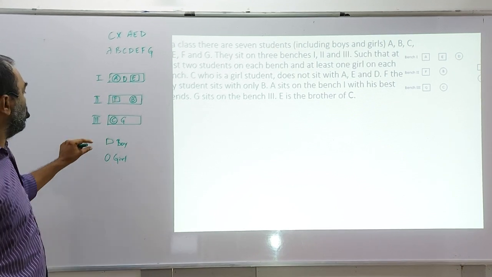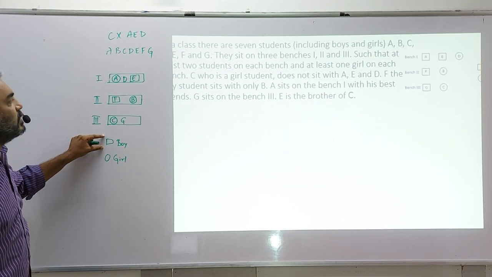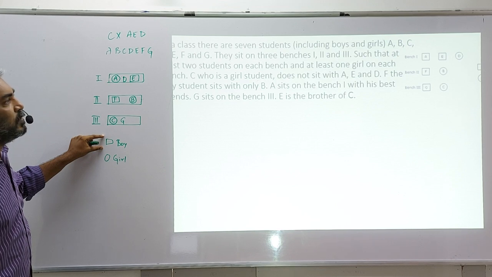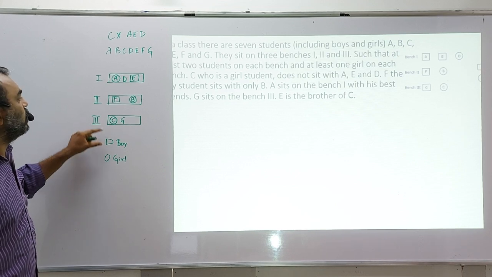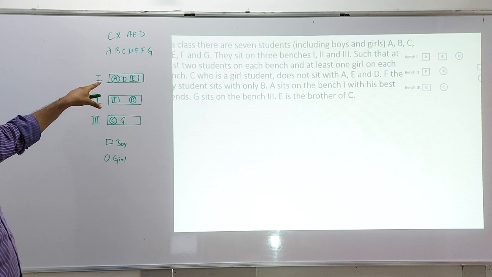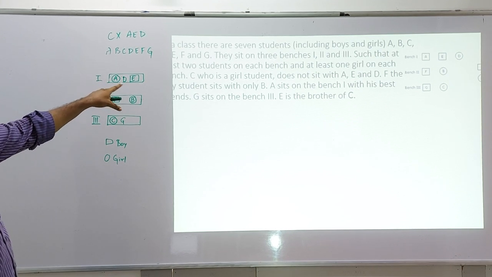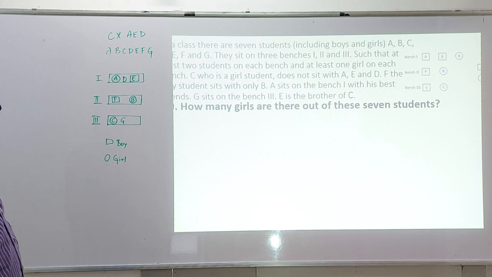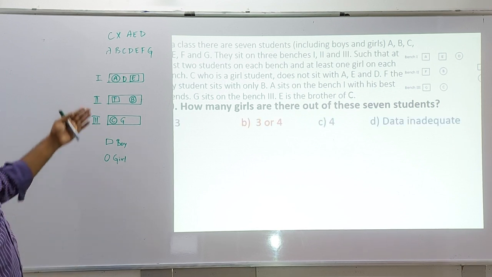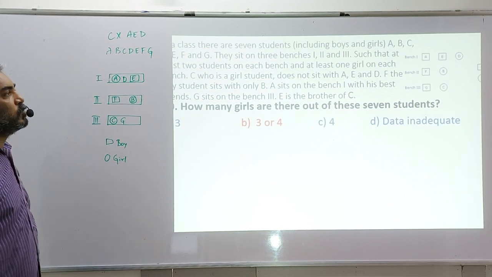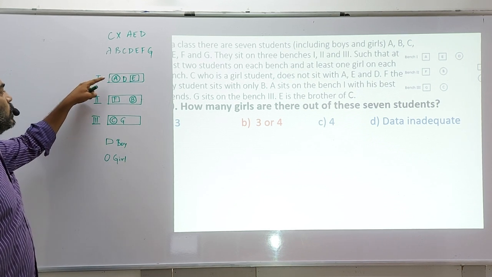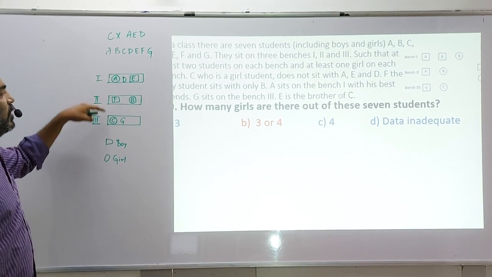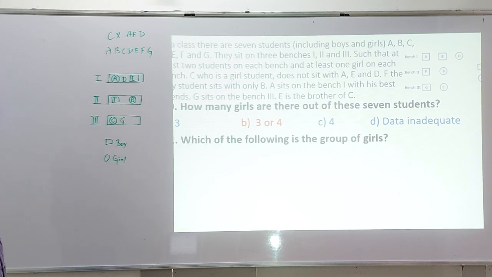They have done it opposite. They have taken the circle as the girl. No, they have got it right. F, B, but then A is a boy. E is a boy, A is a boy, D is the girl. So how many girls are there out of the 7 students? There can be 3 or 4. We are not actually sure. We know about 3 because 3 are there on every bench. So there can be 3 or 4.